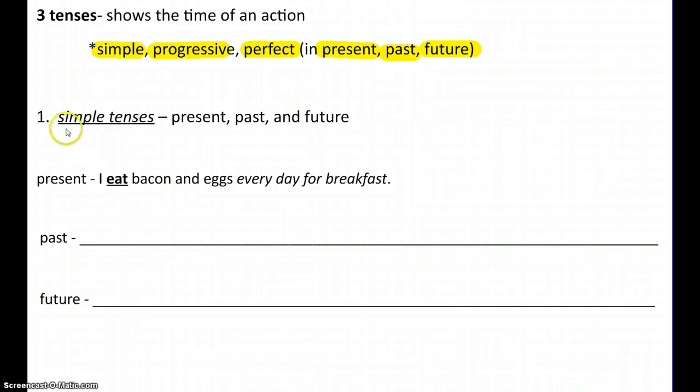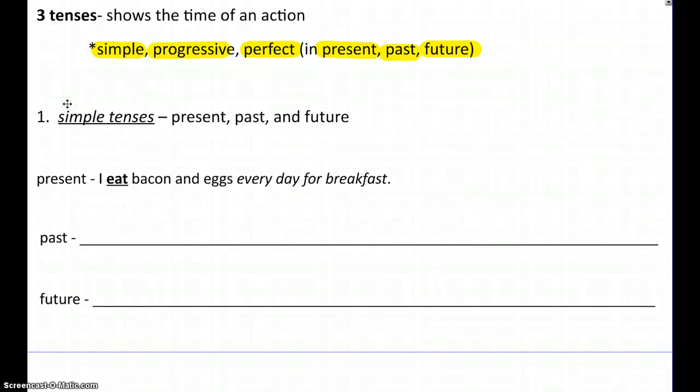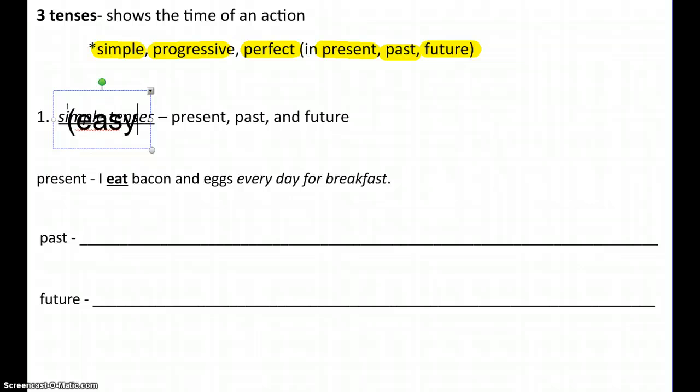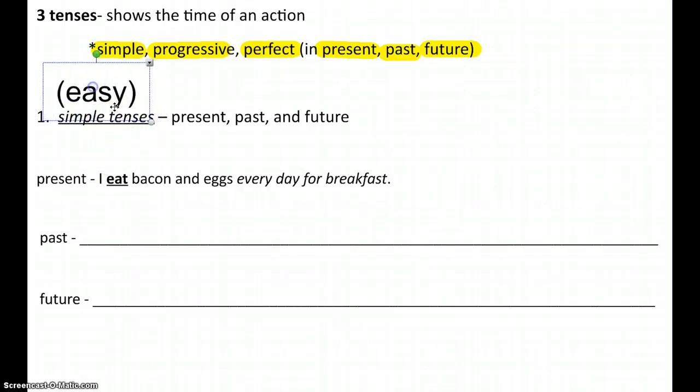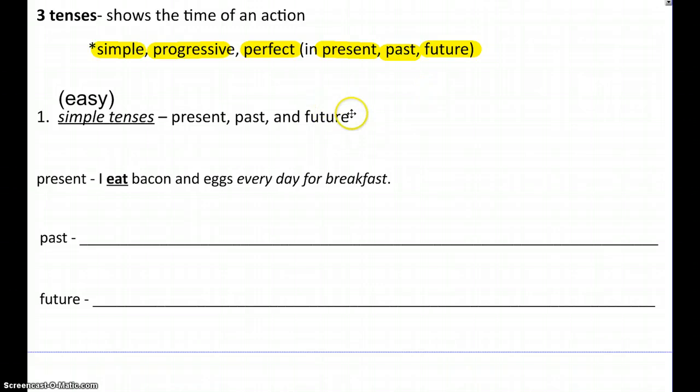Now, the way I try to help you remember simple is when I think of something that's simple, it's really easy. And so simple tenses are supposed to be very easy. They're really one word. They don't have helping verbs, with the exception of our future tense verbs, because future tense verbs always have the helping verb will. Because it hasn't happened yet, it will happen. And that's going to be true for all three tenses. So when we get rid of that will, we're always going to be left with one verb.